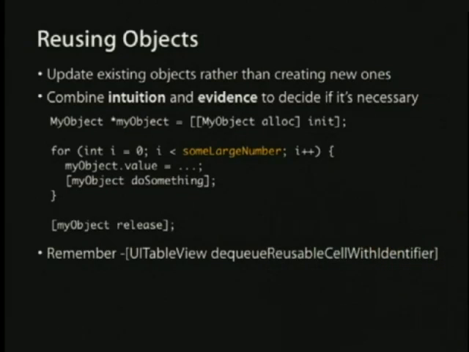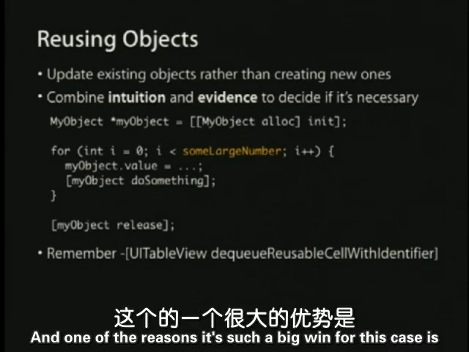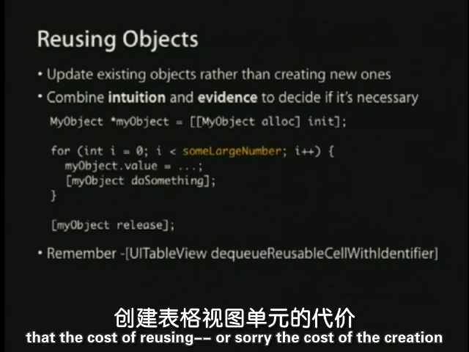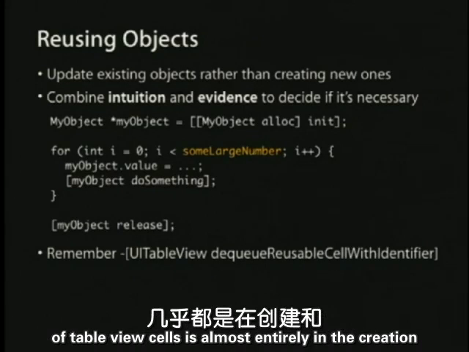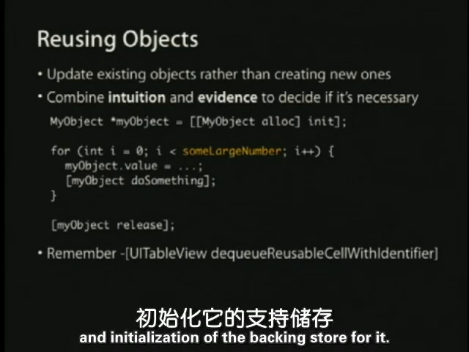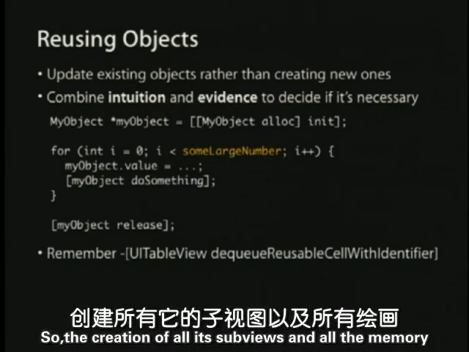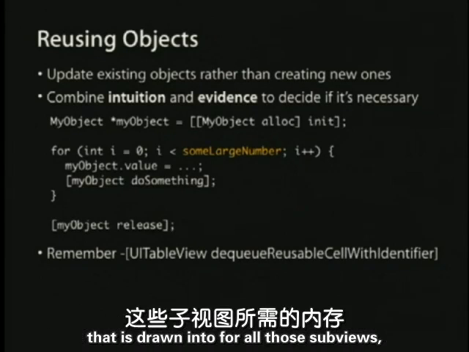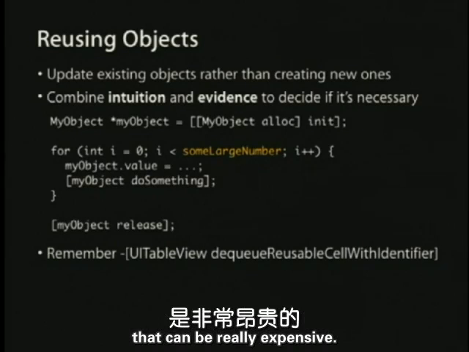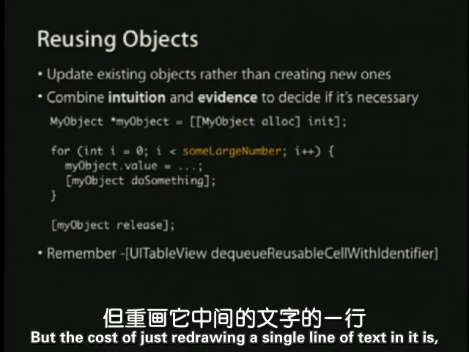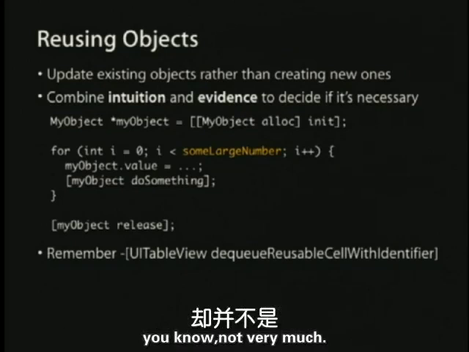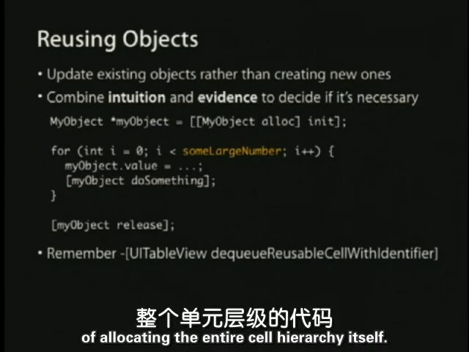And dequeueReusableCell with identifier is an example of that. And one of the reasons it's such a big win for this case is that the cost of the creation of table view cells is almost entirely in the creation and initialization of the backing store for it. So the creation of all of its subviews and all of the memory that is drawn into for all those subviews, that can be really expensive. But the cost of just redrawing a single line of text in it is not very much. It's dwarfed by the cost of allocating the entire cell hierarchy itself.